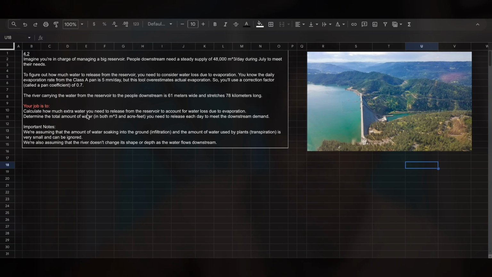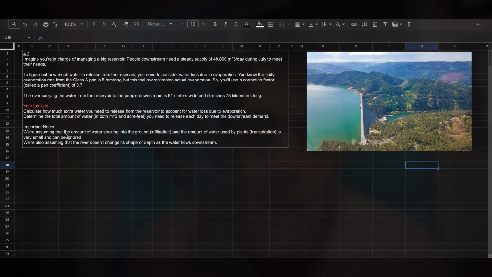These two parts are pretty much the same. We need to find out how much water volume, in cubic meters and acre feet, we need to release. And since we want 48,000 cubic meters downstream and we're going to be losing some of it due to evaporation, we have to release even more than 48,000 cubic meters to account for the water loss.